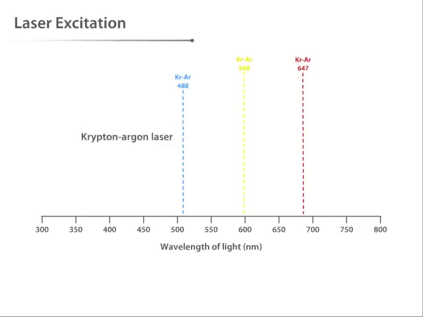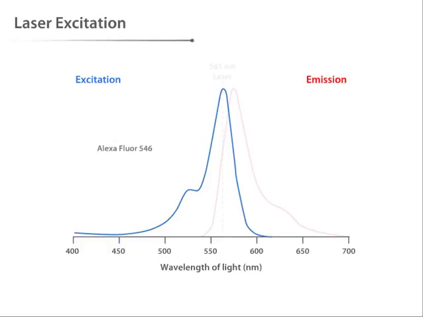Mixed gas lasers, such as the krypton argon laser, can output multiple laser lines and therefore may still require optical filters to achieve selective excitation. While a given dye's excitation maximum may not exactly match the laser's peak wavelength, the high power of the laser can still produce significant fluorescence from the dye when exciting at a suboptimal wavelength.